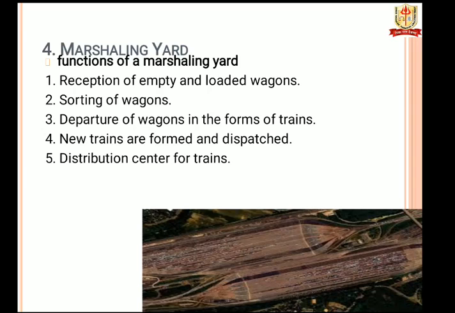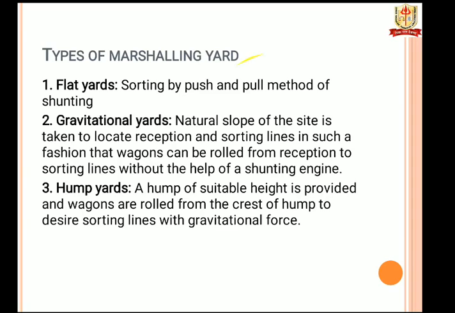So, functions of a marshalling yard: reception of empty and loaded wagons, sorting of wagons, departure of wagons in the form of trains, new trains are formed and dispatched, distribution center of trains. Types of marshalling yard: flat yard, sorting by push and pull method of shunting. In this type of marshalling yard, the tracks are laid on horizontal ground and the entire space of the yard is almost level.